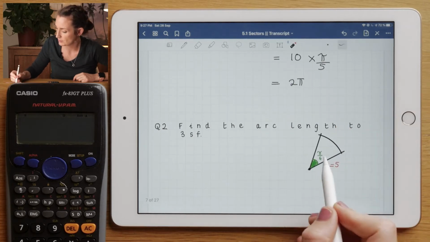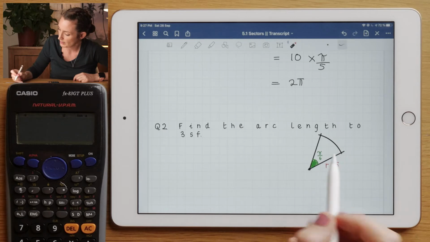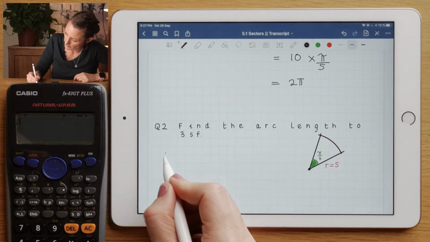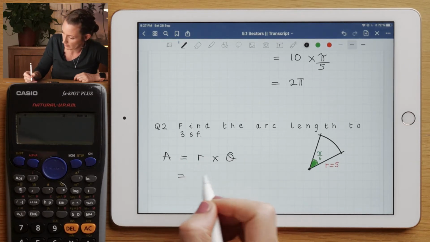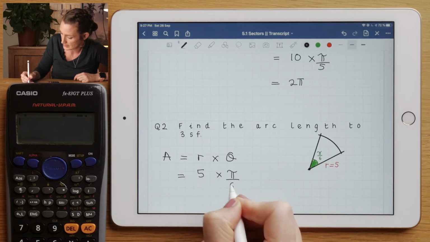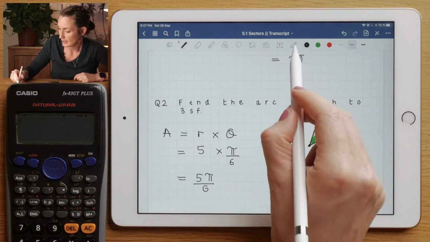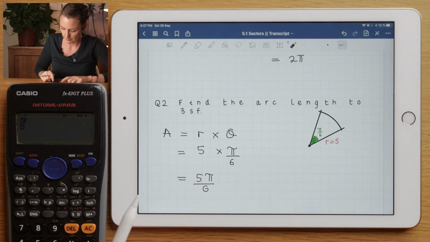In the second question, we've been told the angle is pi over 6 and r is equal to 5. And we've been asked to find the arc length, which would be this bit here. So once again, you can write A for arc length is equal to r times theta, which is equal to 5 times pi over 6, which is equal to 5 pi over 6. Here, the question asks for 3 significant figures, so you need to type it in.